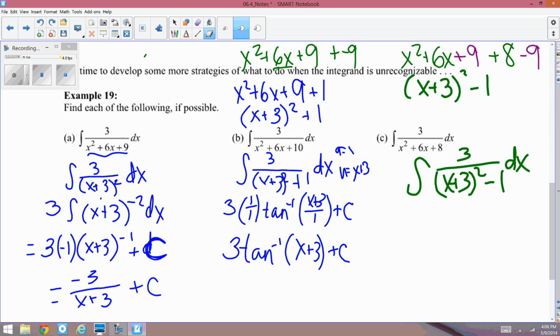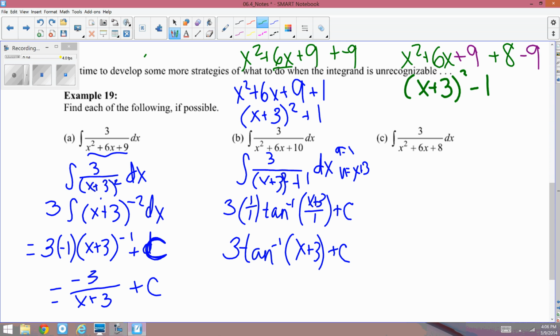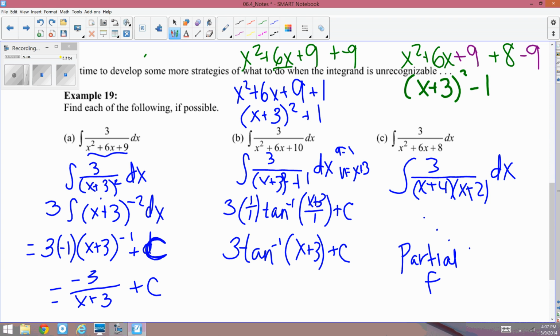Well, maybe we could do something else then. All right, let me erase that. Maybe we could do something else. Maybe it factors, and it factors nicely. So that would be 3 over x plus 4 times x plus 2. All right, that looks good, but now what do we do with it? At this point, this isn't something that we can do. You'd have to use something that you would use in Calc 2 or if you took AP Calc BC called partial fractions. And we're not ready for that. If you want to learn, I can show you after the AP exam. All right, so we're going to stop this video here and pick up with the rest later.